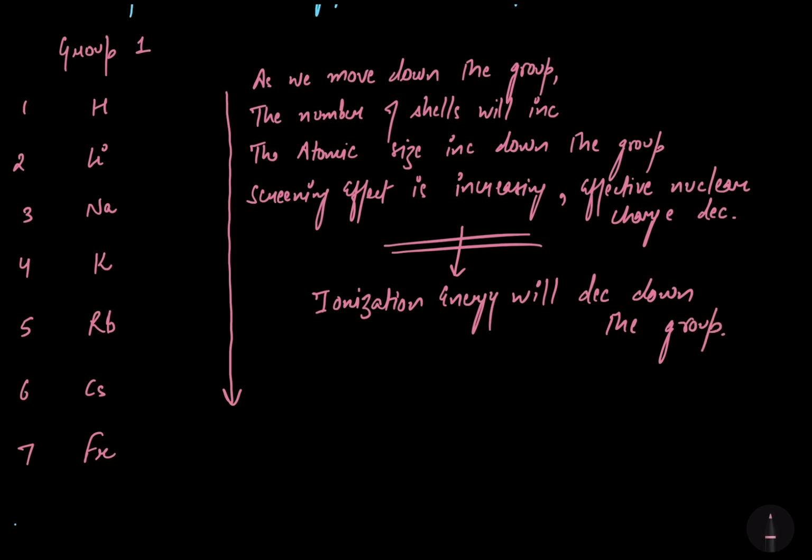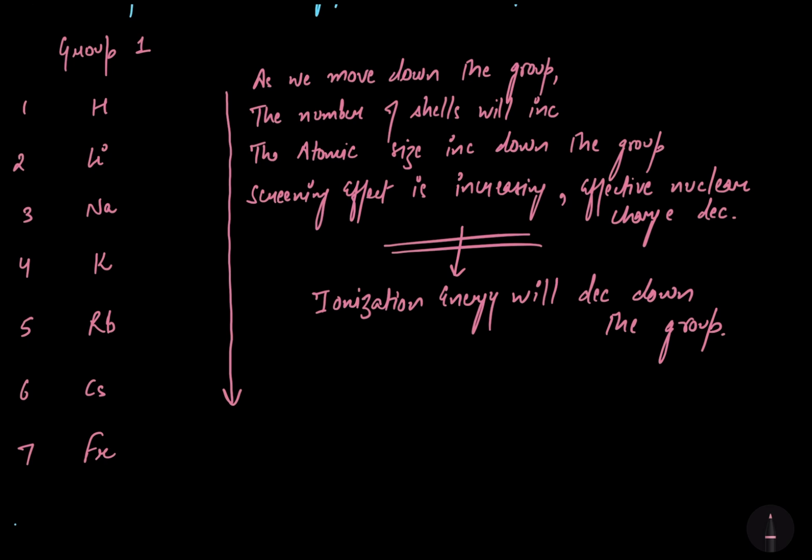Why so? Because as we move down the group, the number of shells increases, the atomic size increases, the screening effect increases, thereby the effective nuclear charge decreases. So all these factors support that the ionization energy will decrease down the group, because the outermost electron will be very loosely bound to the nucleus. The outermost electron will feel very less effective nuclear charge, and there is also increasing size, so that electron will be very easy to remove from that element.